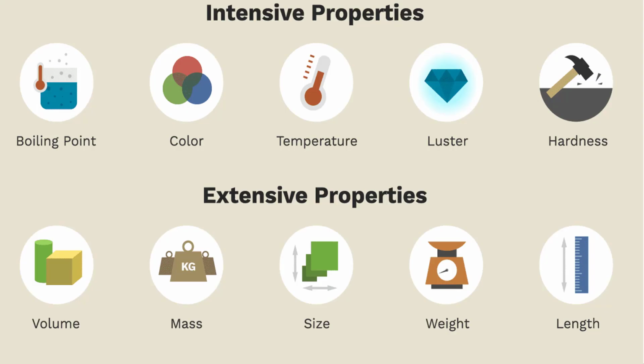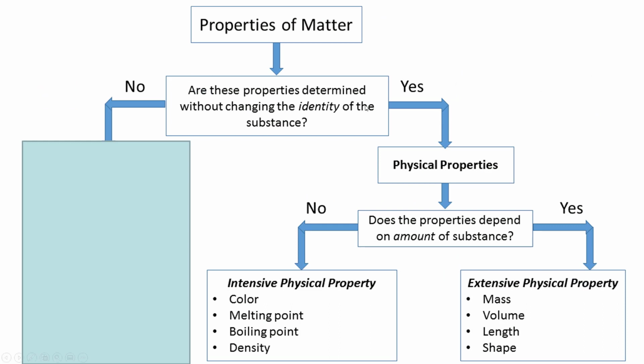Here are a bunch of intensive and extensive properties for you to write down for examples in case you are ever asked for one. So right now we have cleaned up the right side of this flow chart. We've started with general properties of matter. We have gone through the physical aspects of them and then talked about intensive versus extensive properties. It is time to make our way to the left side of the flow chart.